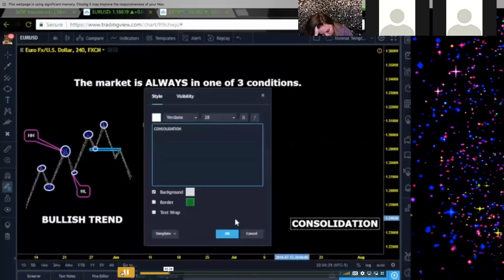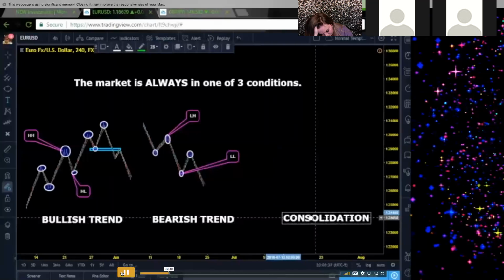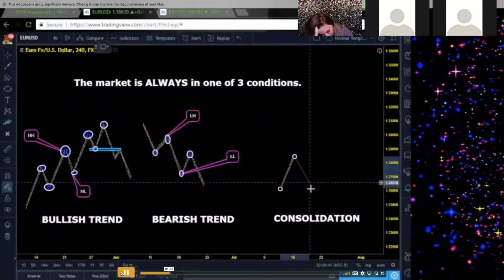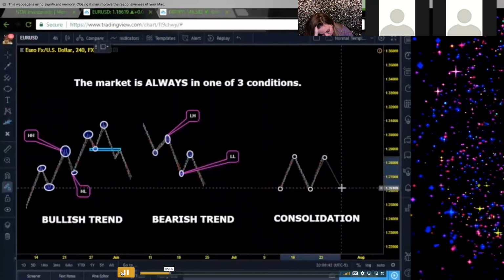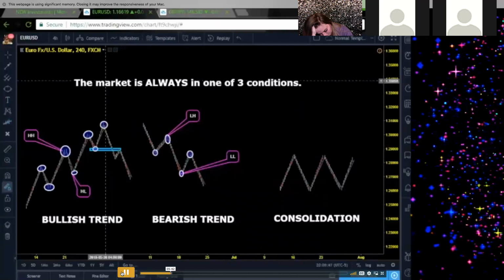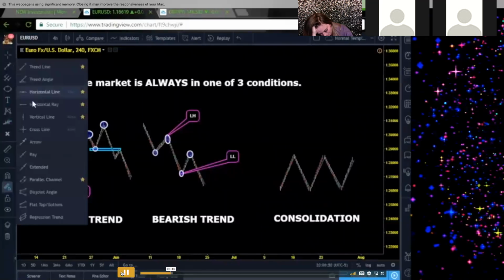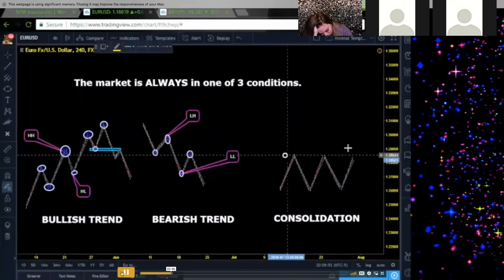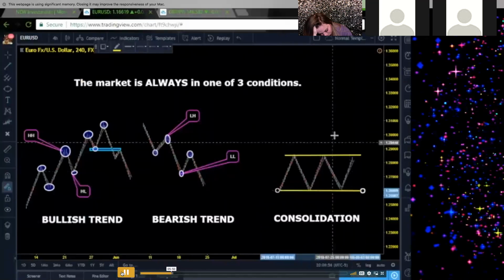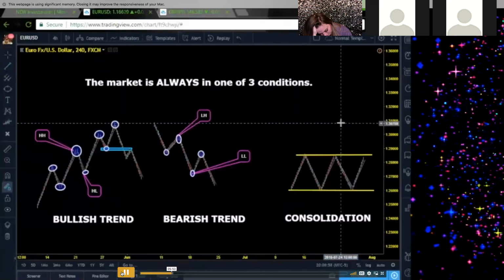Consolidation. Okay, what is consolidation? Consolidation pretty much means that we're not getting anywhere. We're not making higher lows, we're not making lower lows, we're just going completely sideways. Okay, now when you have consolidation, it's going to look like this, it's going to be sideways. Okay, and guys, look at this. Okay, these are the three market conditions. The market is always in one of these three conditions.